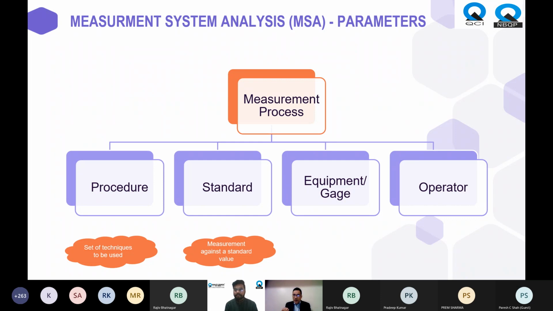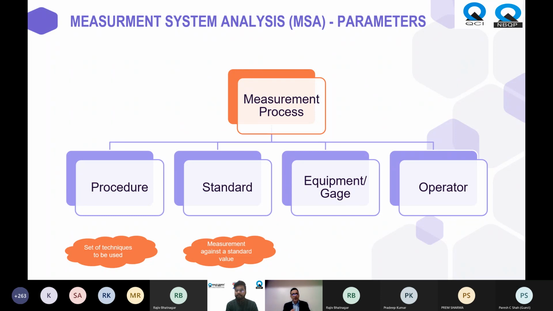What standard am I using to capture the data? It talks about what my actual value is. If I am saying this has 10 centimeter as the true value, its length is, let's say, 10 centimeter. Now operators have started measuring it. Are they getting the same value? If I'm saying 10 centimeter, are they getting 10 centimeter? How close a value are they getting? So it's a measurement against the standard value.